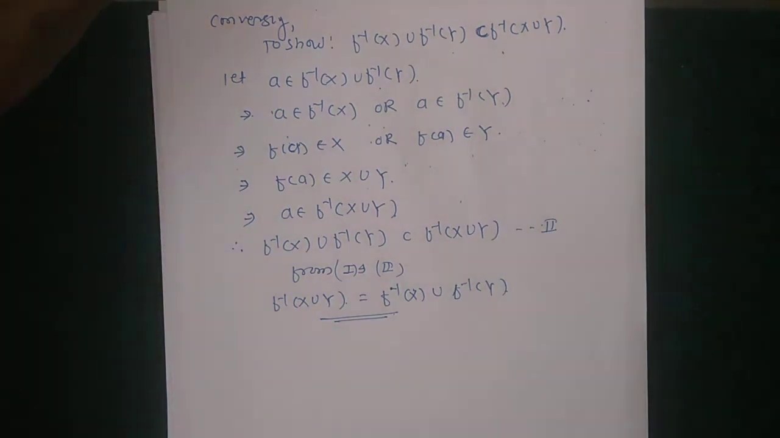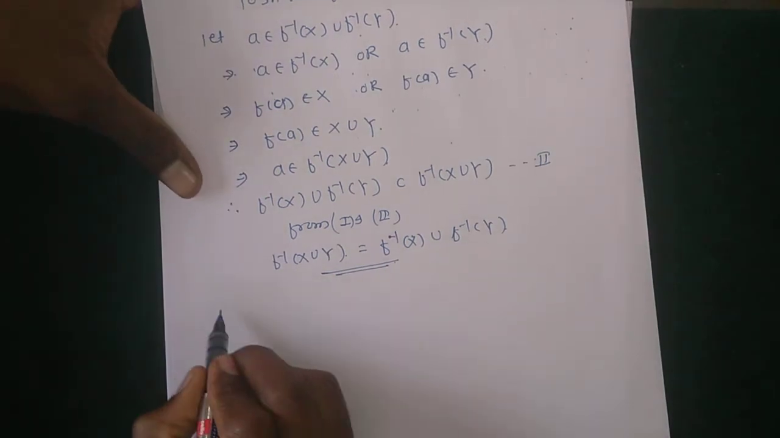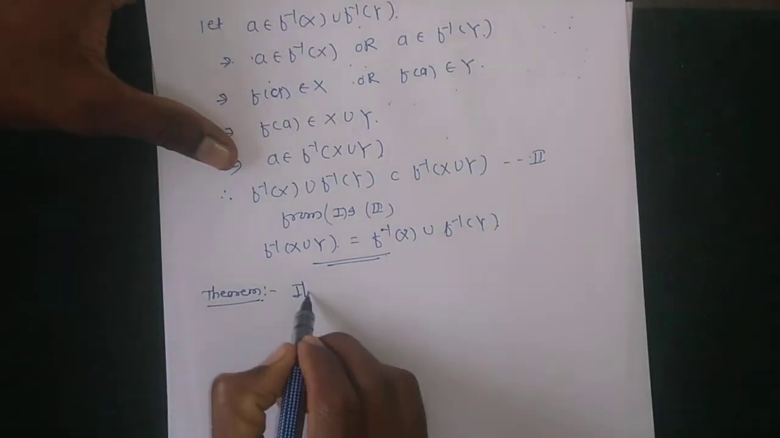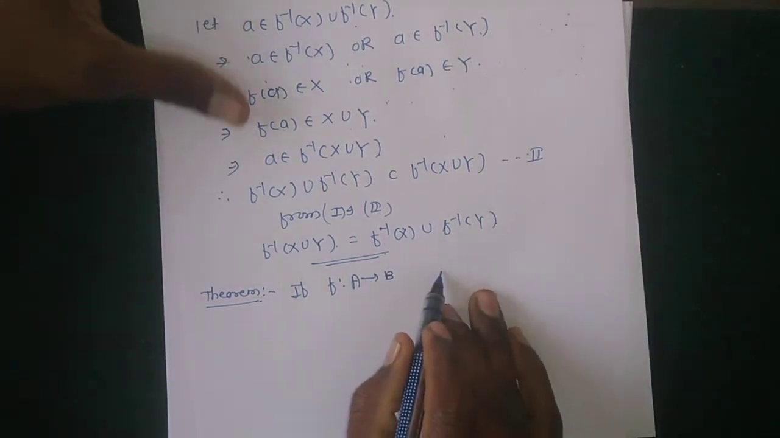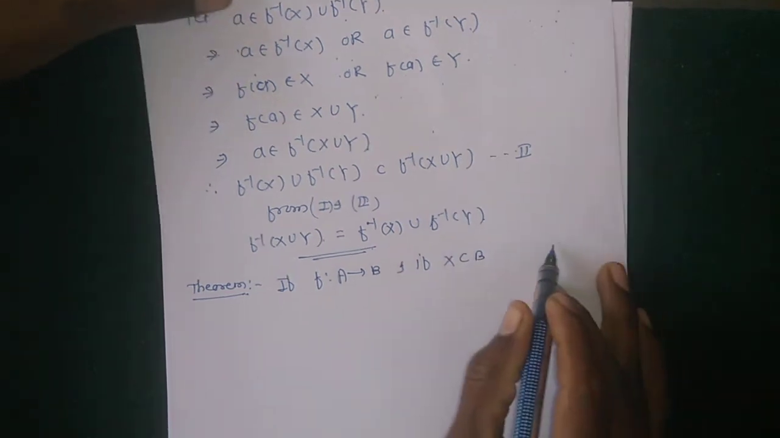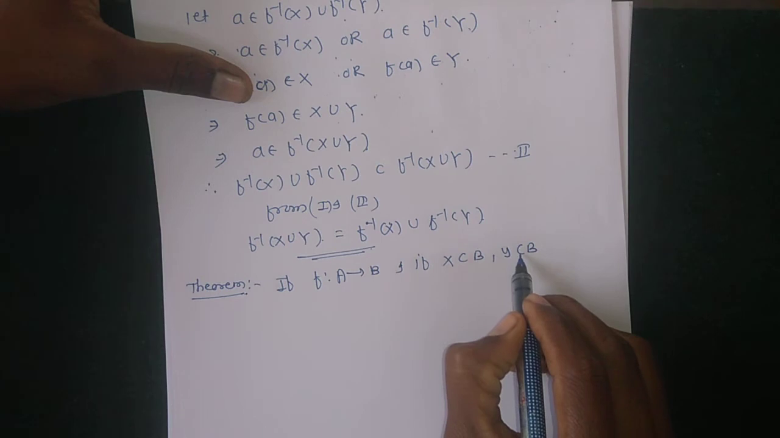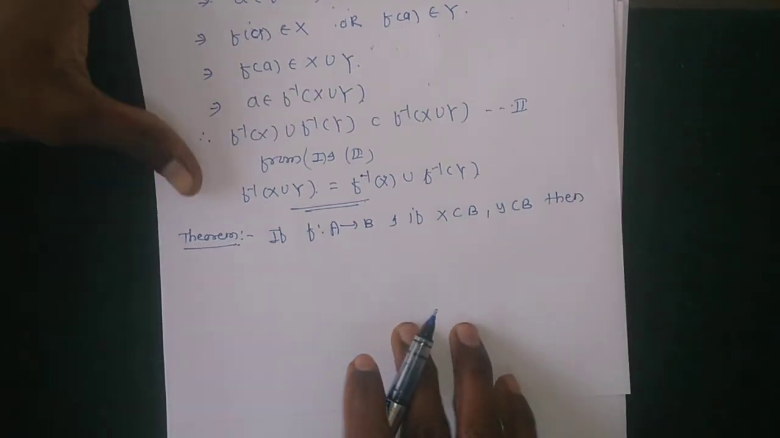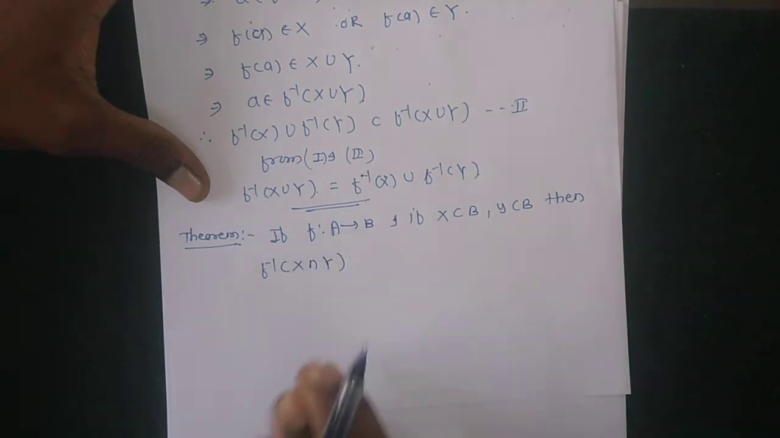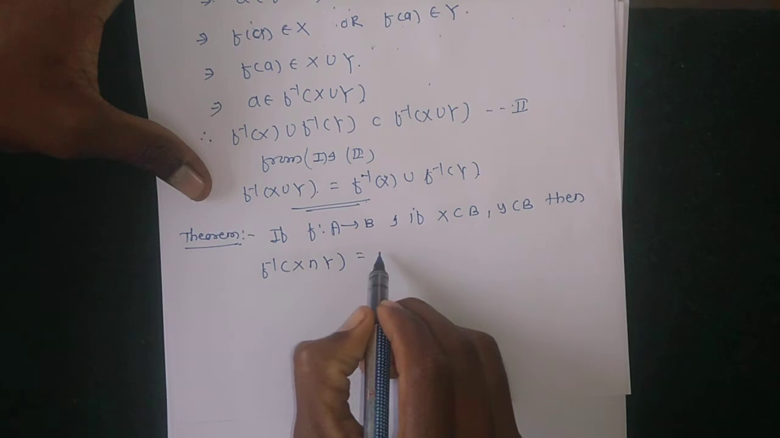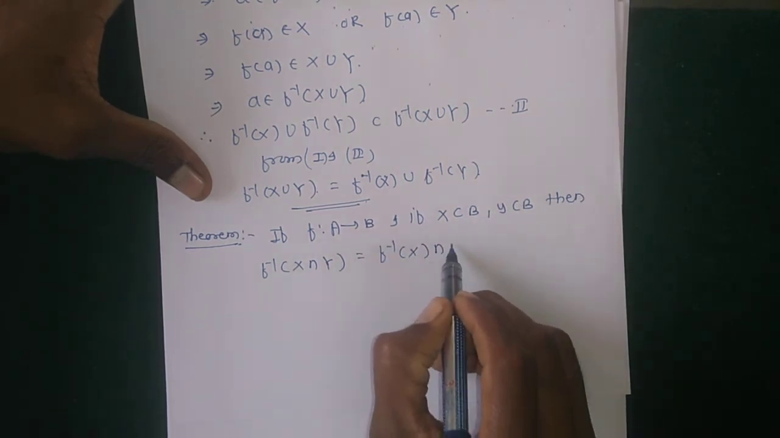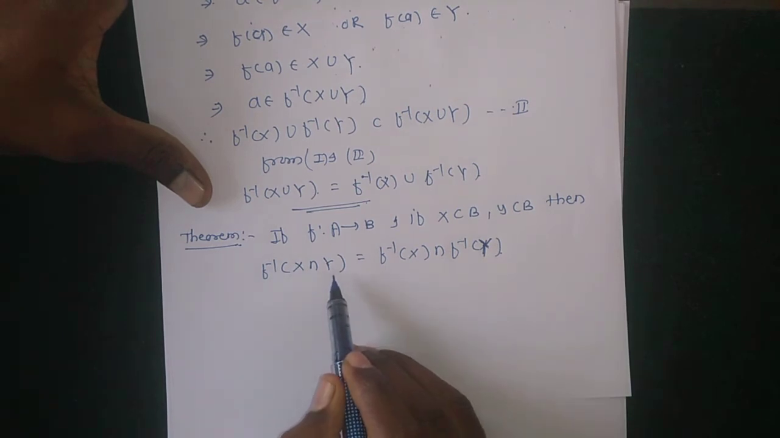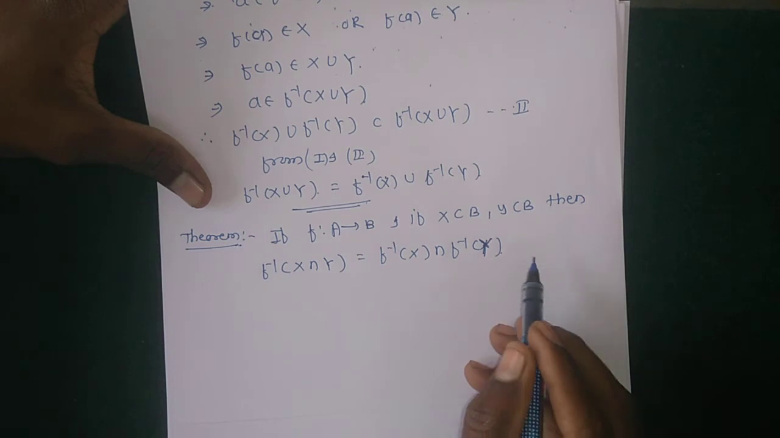Then the next theorem. In a similar way, if f is from A to B, and if X is a subset of B and Y is a subset of B, then the inverse image of the intersection of two sets, X intersection Y, is equal to the intersection of their images: f inverse of X intersection Y is equal to f inverse of X intersection f inverse of Y.